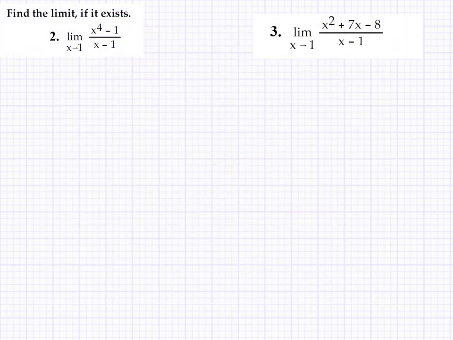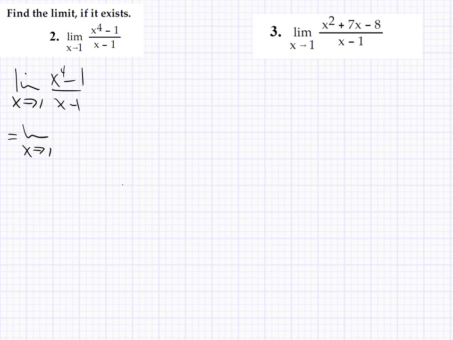All right, here are two limits, and we want to figure out whether or not these limits exist through the analytic approach. They both use the same tactic: we're going to factor. So if you look at the first one, we have the limit as x approaches 1 of (x^4 - 1) over (x - 1). I can factor the numerator using the difference of squares. So I have the limit as x approaches 1 of (x^2 - 1)(x^2 + 1) all over x - 1. That still doesn't do anything for me though.